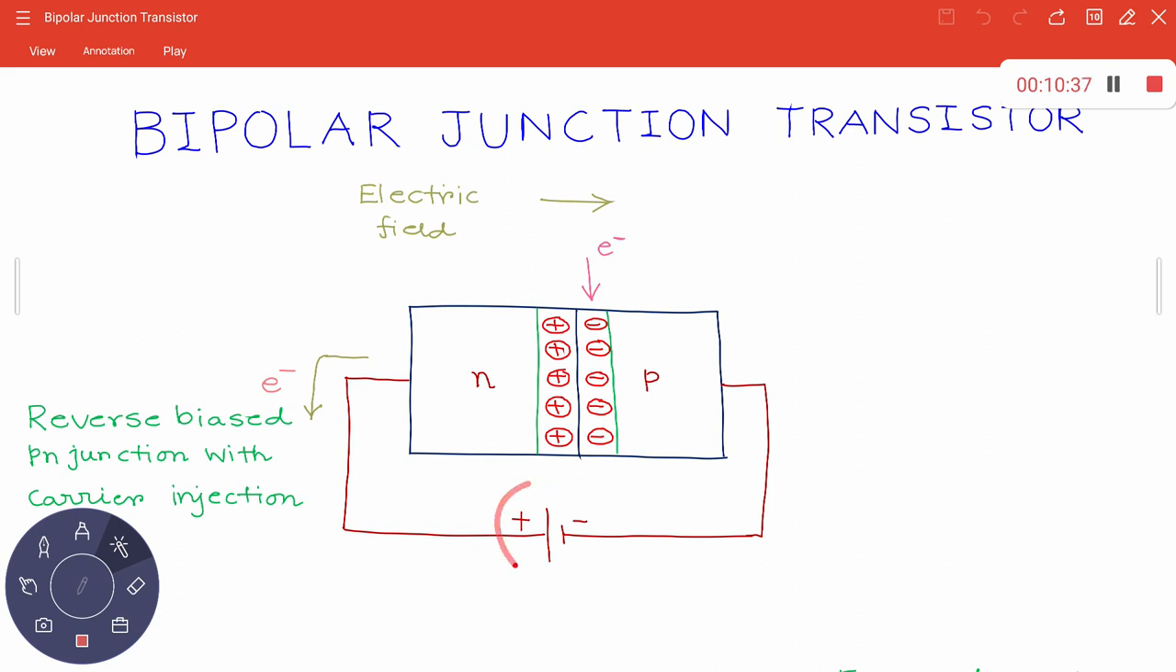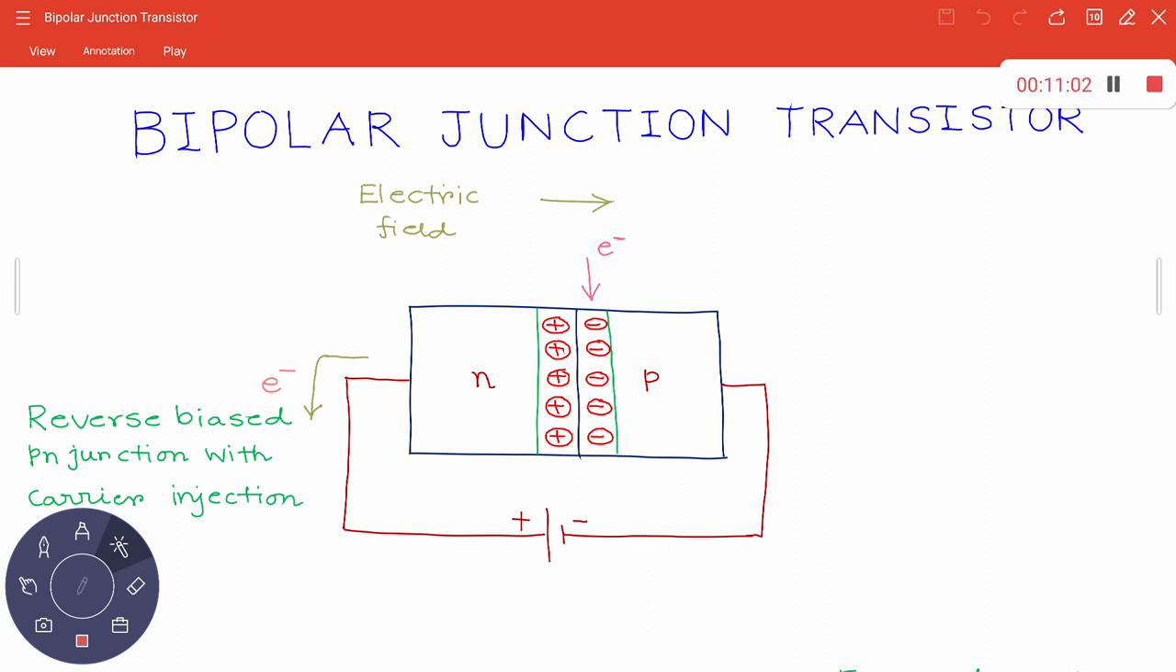Now what happens in a reverse biased p-n junction? The diode is off. The resistance is high. Okay, there is essentially no current. And this is the boundary line between N and P. That is the boundary line. And on both sides of this boundary line, what do you have? You have a depletion region.